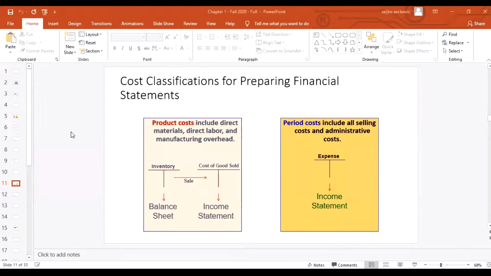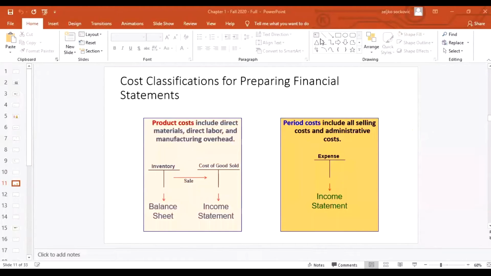Now, for this classification, somebody raised their hand. Go ahead. Where do indirect costs go in these classifications? Indirect in which classification? When we're dividing product cost and period cost, because I only see direct. Excellent question. Thank you. That's Ellie, right? Yes. Very good. So we are now in product and period cost classification.